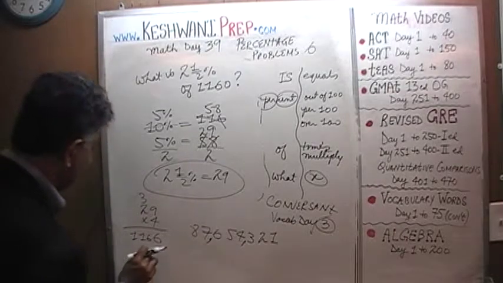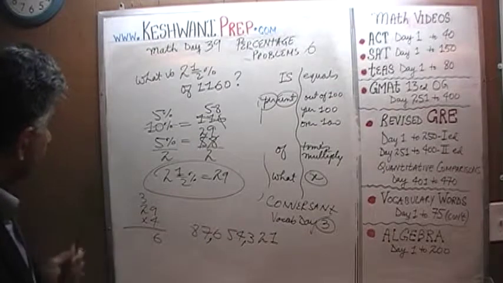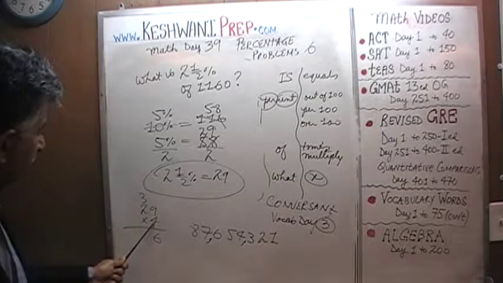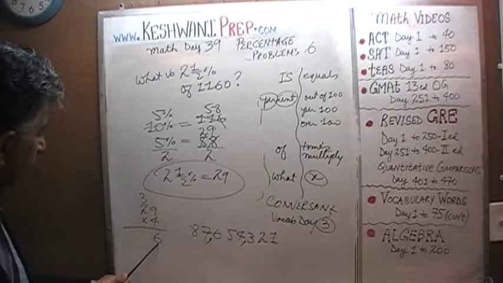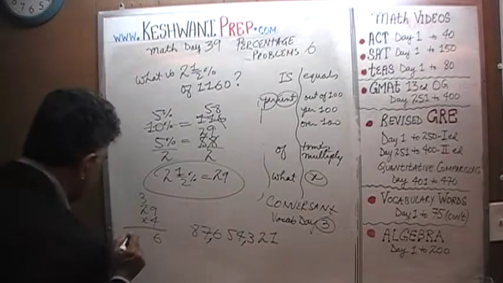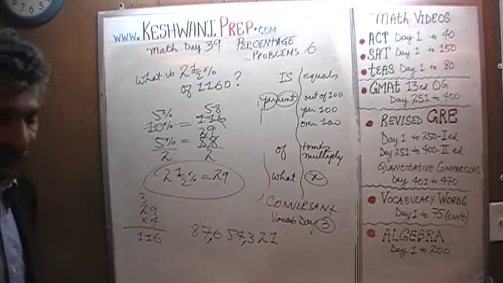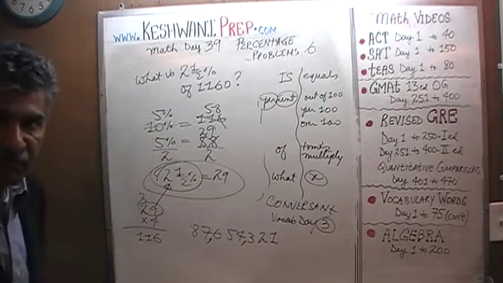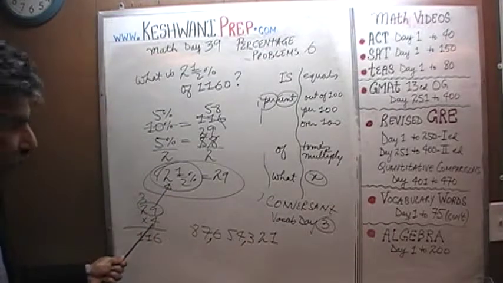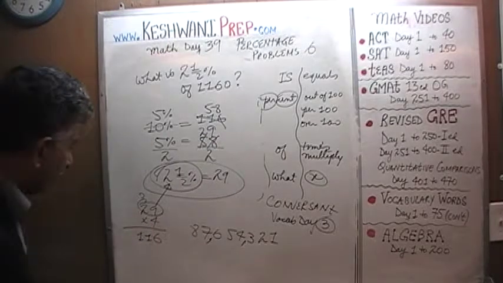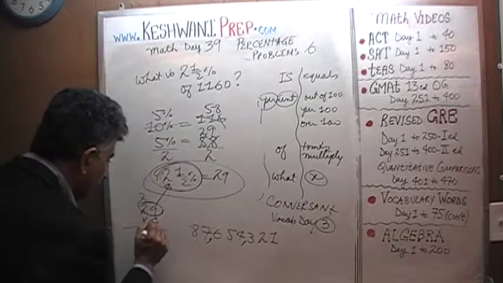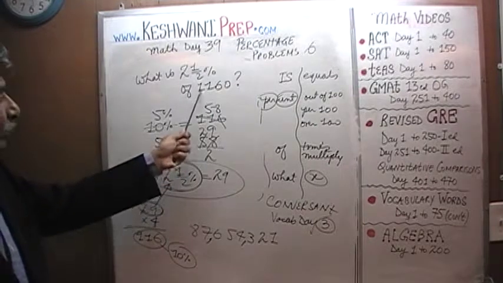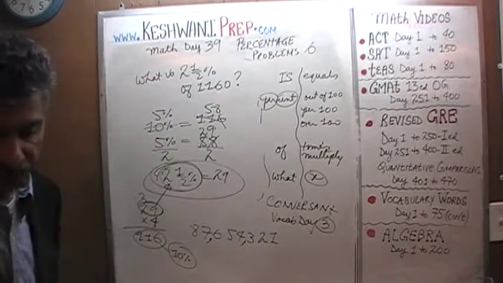Something has gone wrong drastically. 29 is what I got here. 29 times 4, 9 4's are 36. 6 carry 3, 8 plus 2 is 11. Well, there you go. It makes perfect sense because 29 represents 2.5%. So if you're going to multiply it by 4, 2.5 times 4 should represent 10%. By the time you do 4, this represents 10%. And that is correct. 10% of 1,160 is in fact 116.